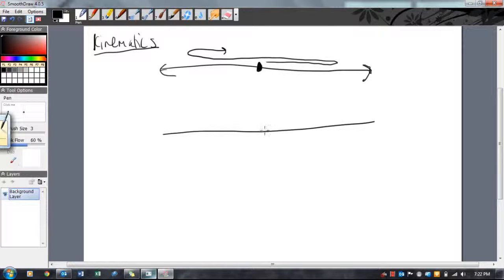So if we do have this line, we can have its origin, and that's where we measure everything from. And then let's say we have 1, 2, 3 different units from the origin, and we'll have -1, -2, etc. from the origin. And we'll define the position of the ball, we'll call that x. So let's say x of t is its position at time t.